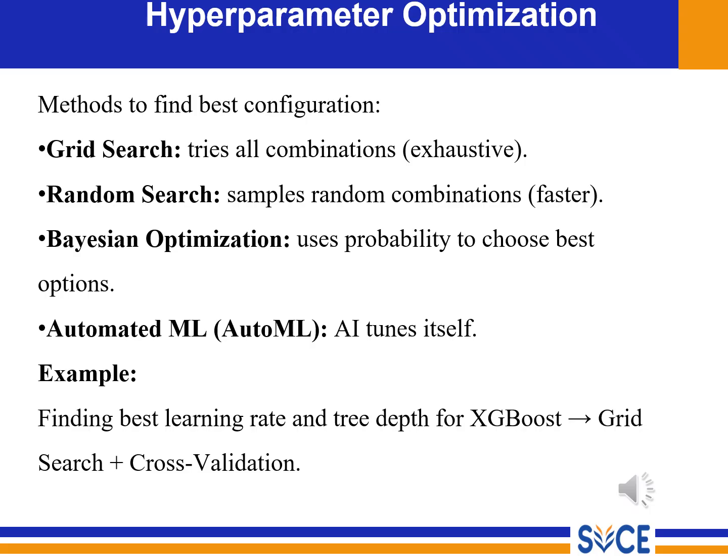The third one is Bayesian optimization. It usually uses probability, so it is efficient and smart. The fourth one is automated ML, which means AutoML, where AI tunes itself with minimal human effort. For example, an XGBoost model, learning rate plus tree depth, grid search plus cross validation. Have you got that?